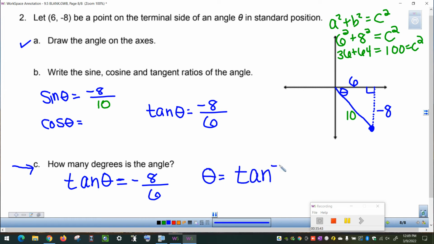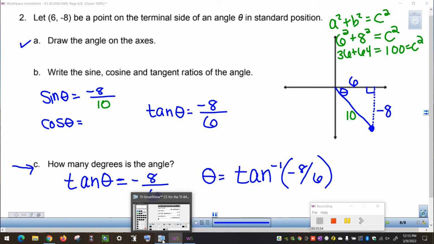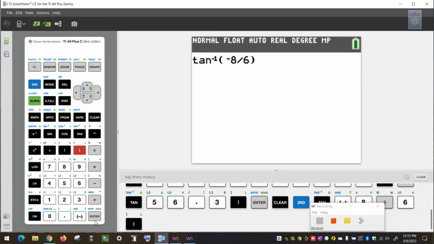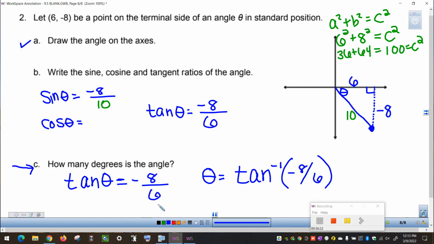So to solve for our angle here, we would need to do the tan inverse of that answer. We're going to do the tan inverse of -8/6. So let's see what that would end up being. So if we do second tan, -8 divided by 6. Notice how it's giving us an angle answer that's negative. So let's think about how that negative, let's maybe just round it to -53 degrees, how that connects here with our picture.